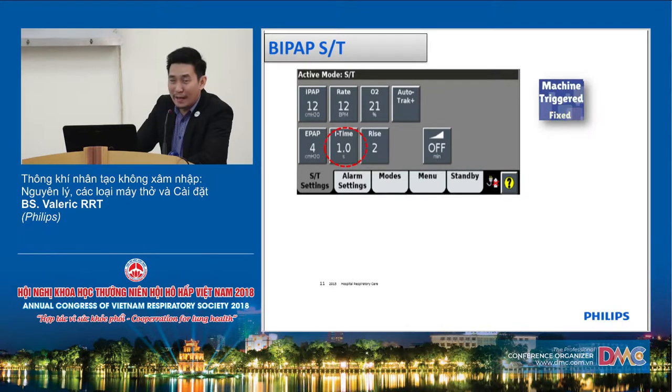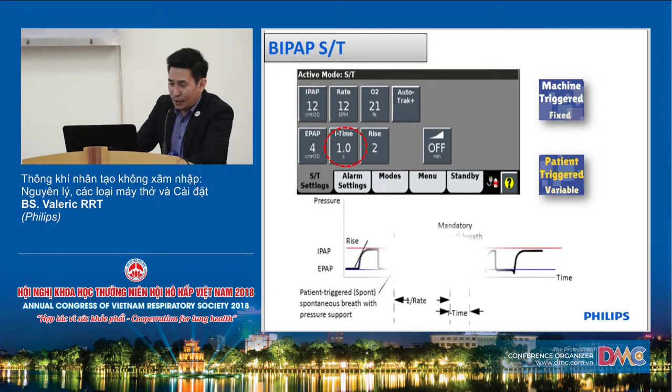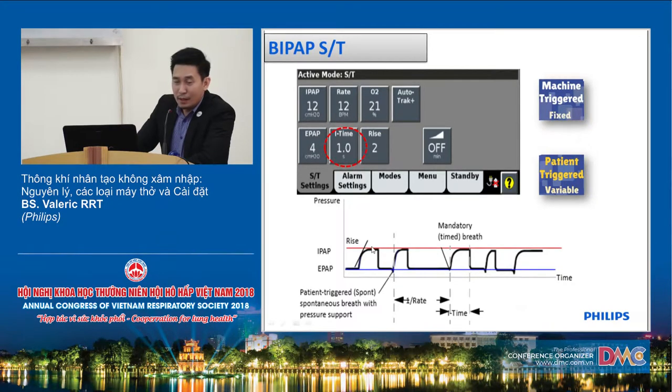So what is the I time for the ST? You have the machine triggered fixed 1.0 if you set 1.0, and you have the patient trigger variable. So what does this mean? For example here, the ventilator delivers a 1.0 I time, and then the patient triggers, and the patient wants a shorter I time, so the patient has full control of his I time. If the patient wants a more prolonged inspiratory time, the machine will automatically adjust for the patient demand. If the patient wants an early or short I time, the machine will automatically adjust for the patient demand as well.